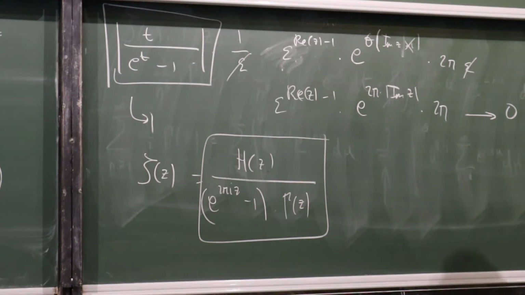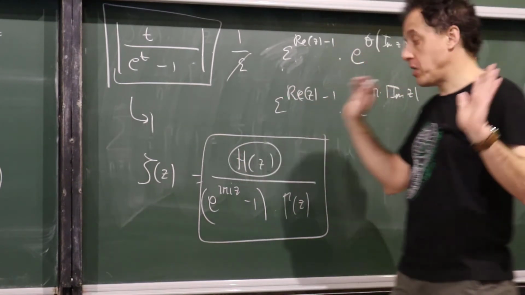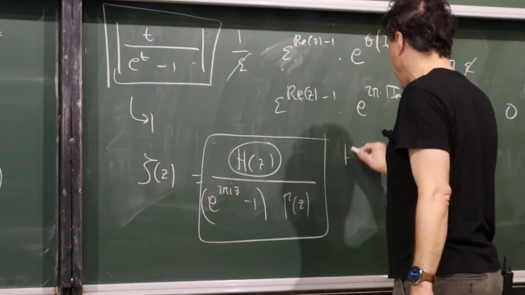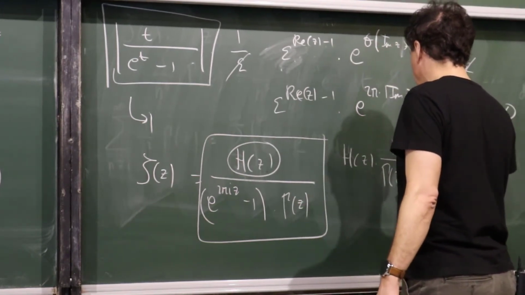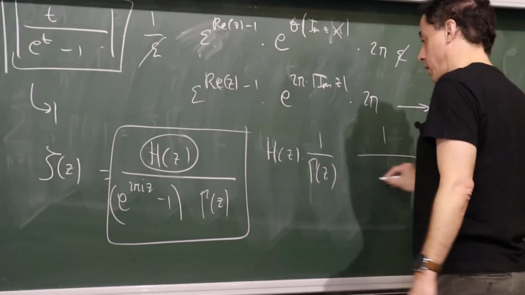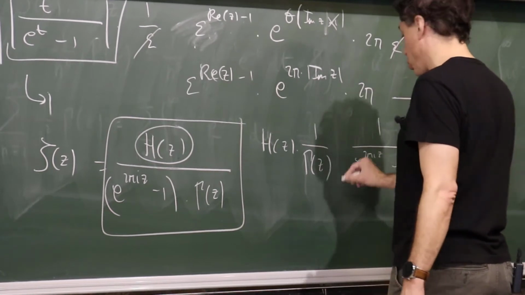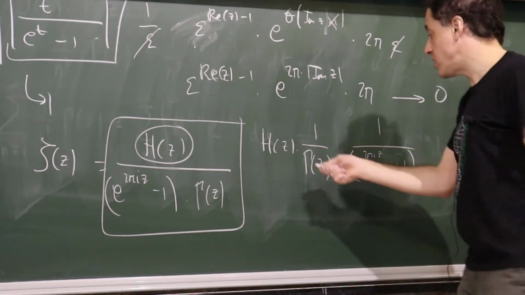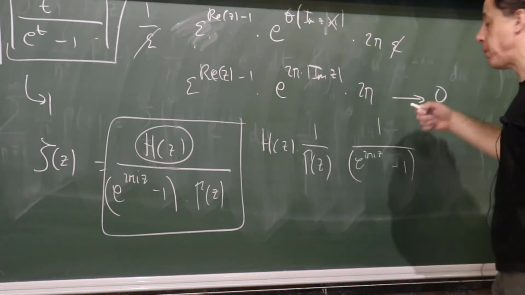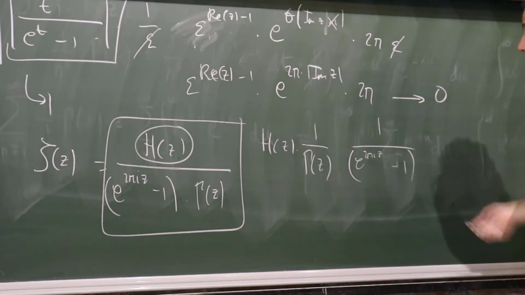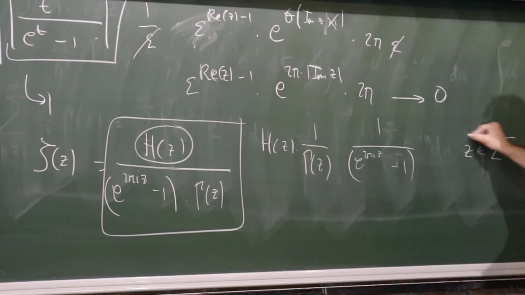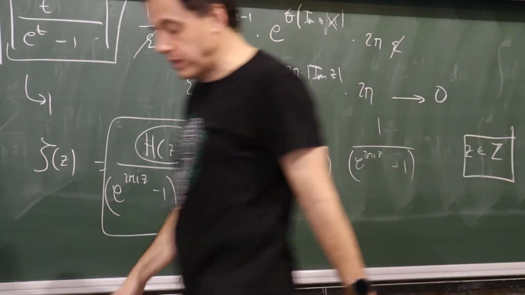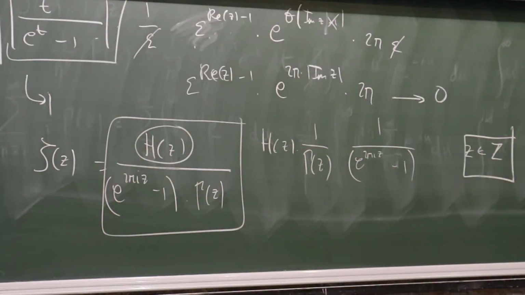This analytic continuation may perhaps have some poles. Where may it have some poles? Well, h is entire, and 1 over gamma of z is entire. So we have h of z, 1 over gamma of z here, and 1 over e to the pi i z minus 1. The first two are entire, so the only poles may come from this expression. The only poles may be the points where this expression is 0, so the integer numbers.